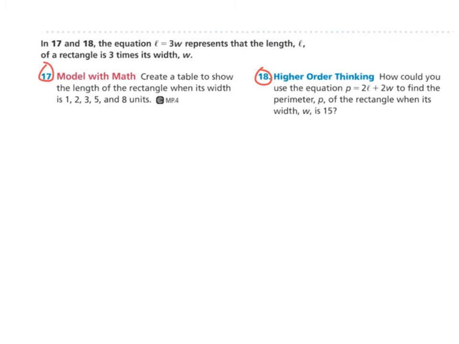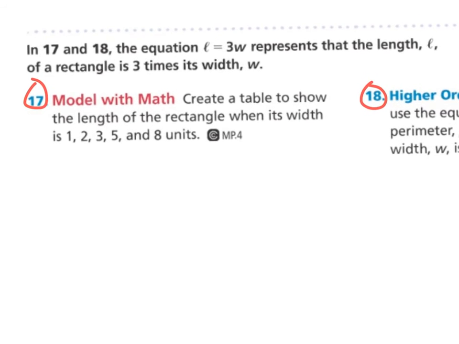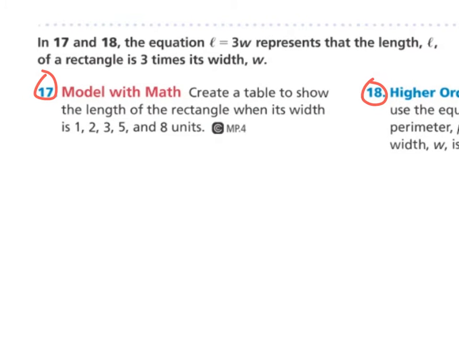Number 17, they want us to create a table to show the length of the rectangle when its width is 1, 2, 3, 5, and 8 units. And just to illustrate, that doesn't make a whole lot of sense if we don't read what's above there. So above there, it says in 17 and 18, the equation L equals 3W represents the length is 3 times the width. So L equals 3W. And basically, we're going to be finding the length when these are the widths that we know.